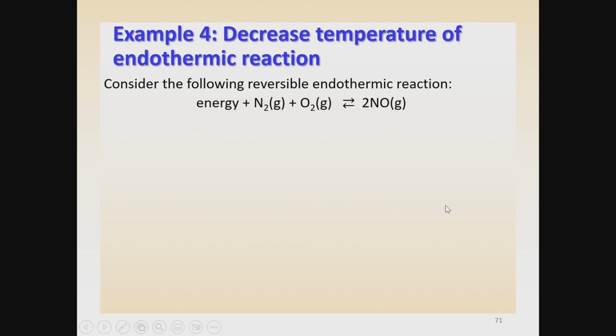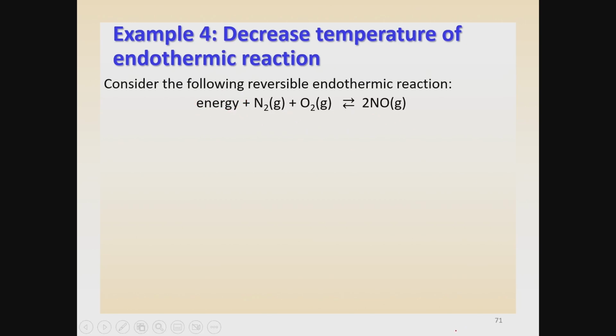We're looking now at a different reaction. This reaction has nitrogen and oxygen as reactants, and now the product is the molecule nitrogen monoxide. And this is an endothermic reaction. The way we indicate that is that we have energy now on the left side of the equation instead of the right side. This reminds us that for the reaction to go from left to right, it needs to absorb this energy. And so we have to include it as a reactant.